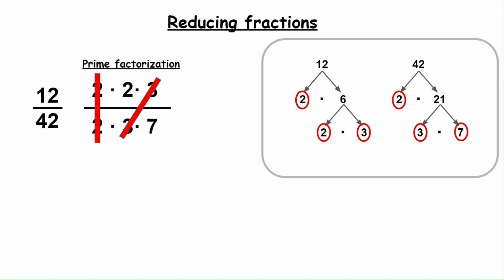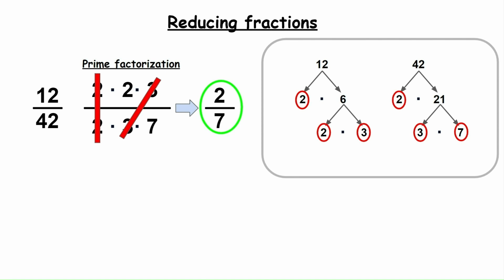So let's eliminate those. So now that we've eliminated those, anything that remains is going to go into our fraction. So 2 remains on the top, so it's going to be our numerator. 7 remains on the bottom, it's going to go into our denominator. So 12 over 42 reduced is 2 over 7.